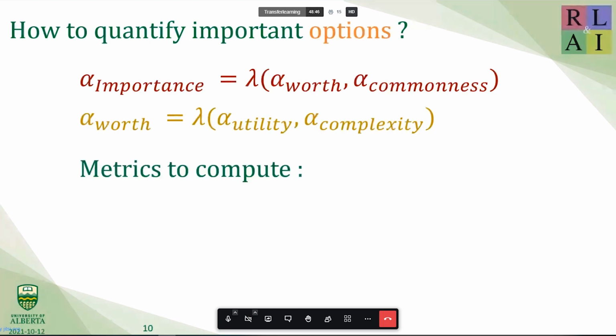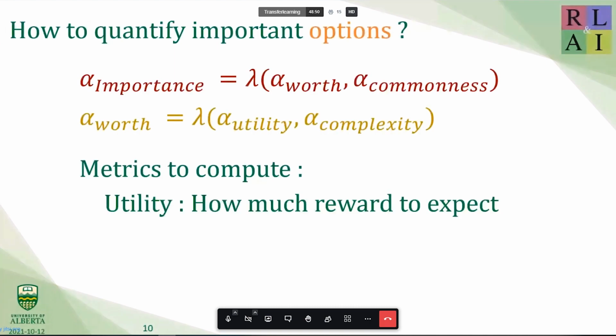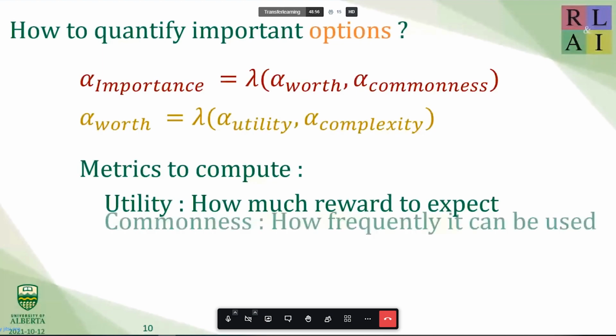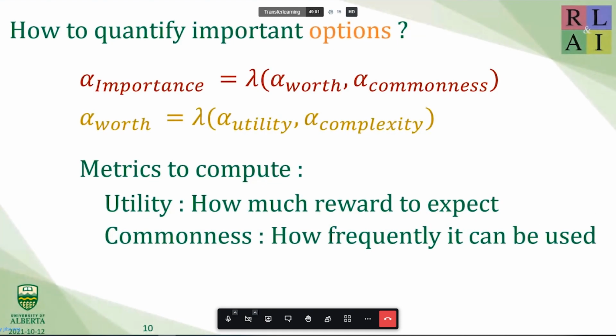So if we want to quantify the option importance, in my mind, we have to compute three metrics. One, the utility, how much reward to expect, and it is quite easy to do so because it is already implemented in the option framework. The commonness, how frequently it can be used, and for that, again, it is very simple to define in the option framework.